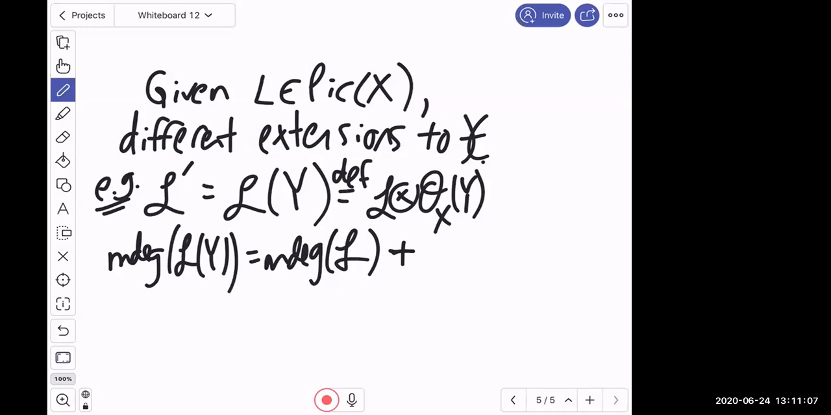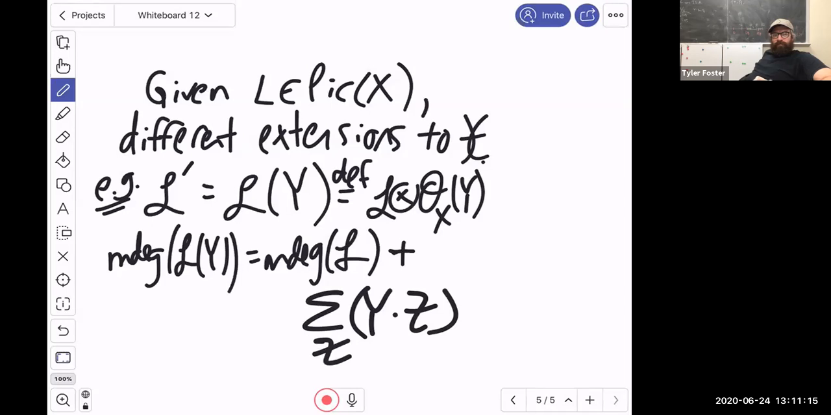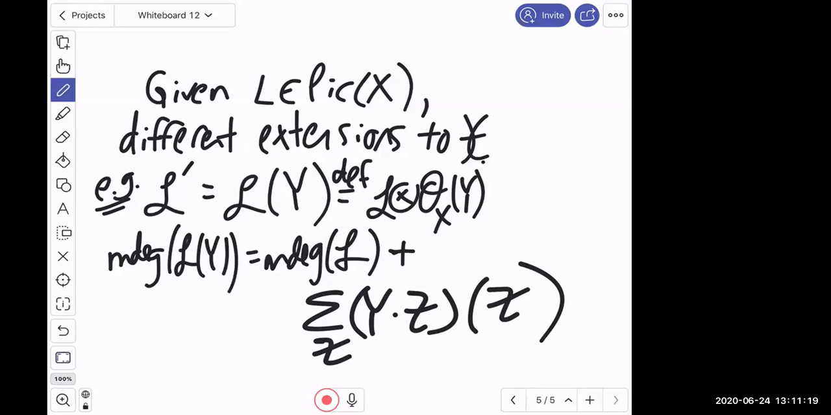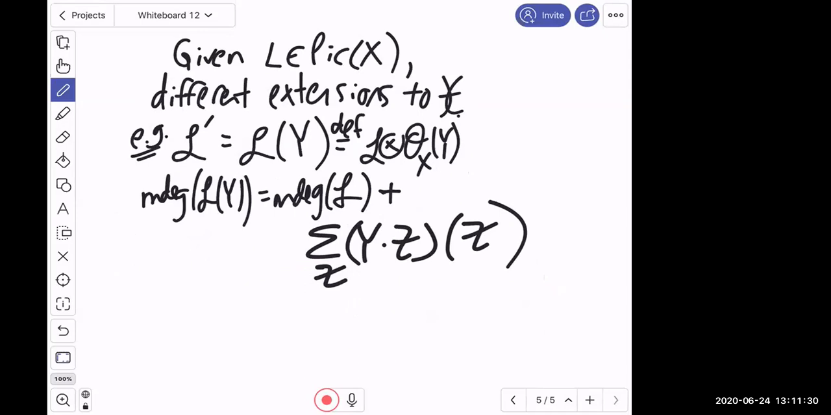It's just straightforward. And then we are intersecting Y and Z over all components Z. So this last Z is identified with the vertex of the graph, and Y dot Z is just an integer. So we have to figure out what this means. And so what is Y dot Z combinatorially?